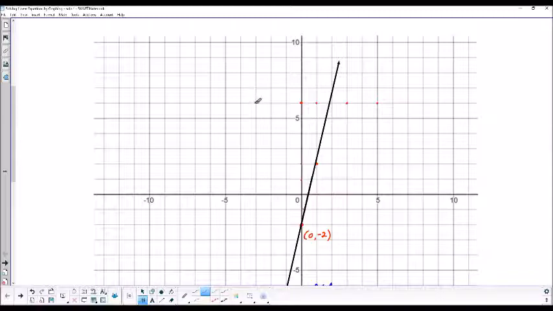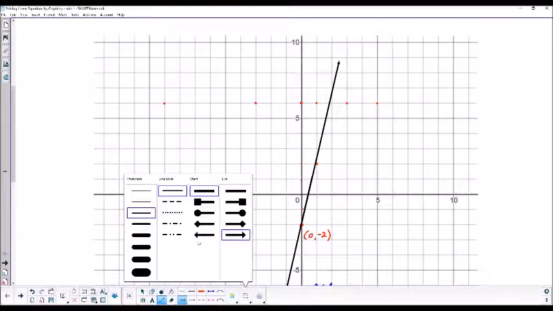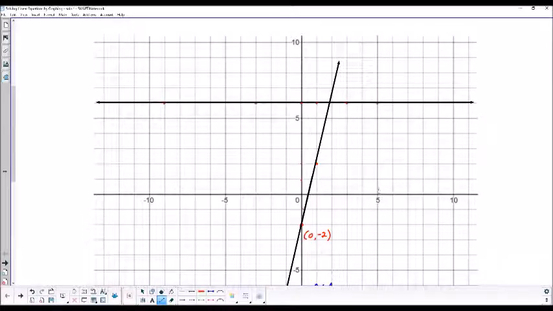Also back over here, that's also y equals 6. So any point that has a y value of 6 will work. They all have different x coordinates, but they have the value y equals 6. So now I'm going to draw a horizontal line through that. That's the horizontal line through y equals 6, and I can state that as y equals 6 here.